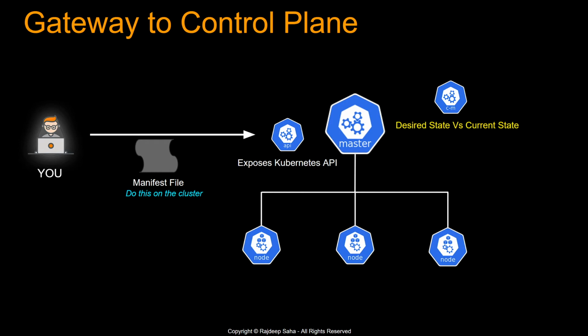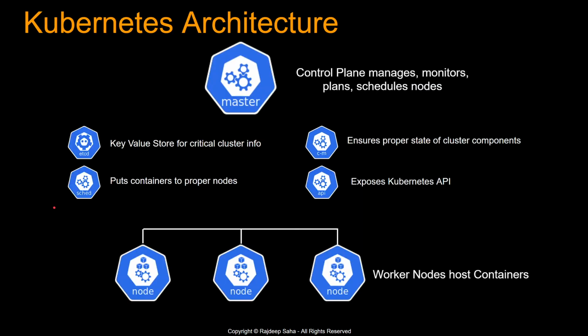So anytime you need to specify a state or you need to change some existing state, you always interact with this kube API server. And then the other components behind the scenes jump into action and make the desired state and current state equal. Okay, so at this point, we know about the 4 components: ETCD, scheduler, controller manager, and API server. So these 4 components are running in the control plane or Kubernetes master.